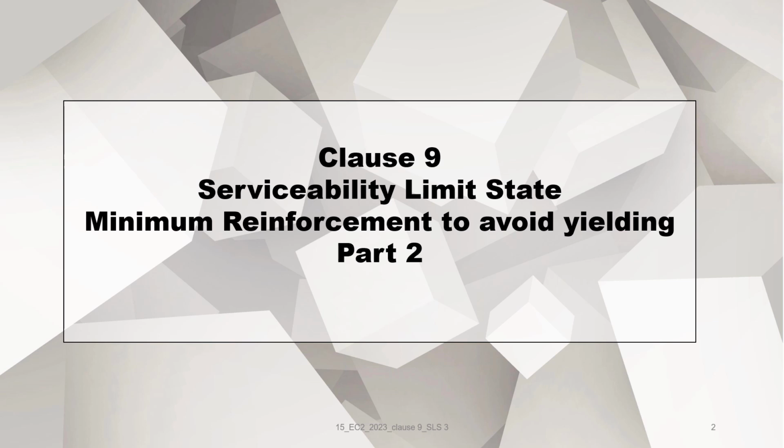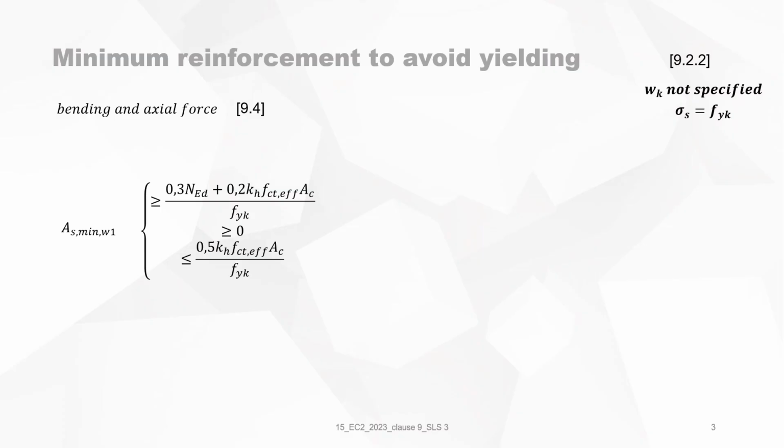This video will deal with clause 9, the serviceability limit state, and it's about minimum reinforcement to avoid yielding, part 2. In the previous video, we have seen the minimum reinforcement for tension and for bending, and now we will look at bending plus axial force.